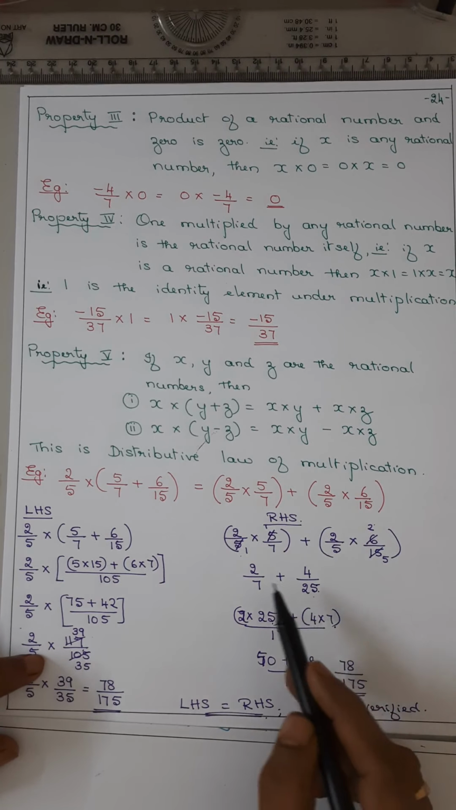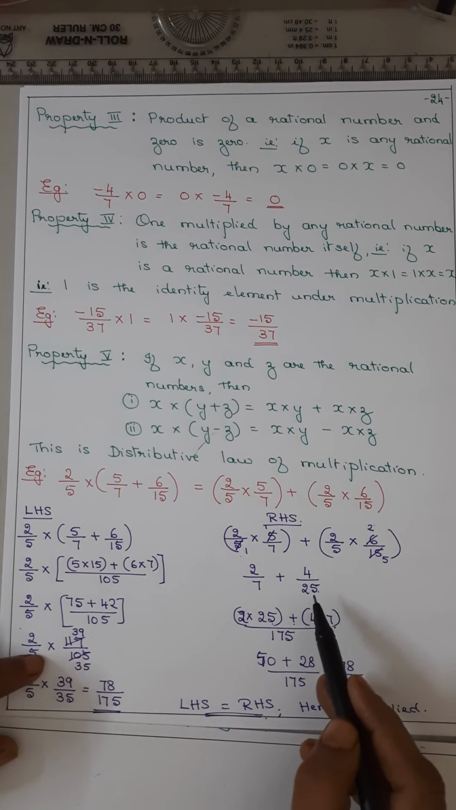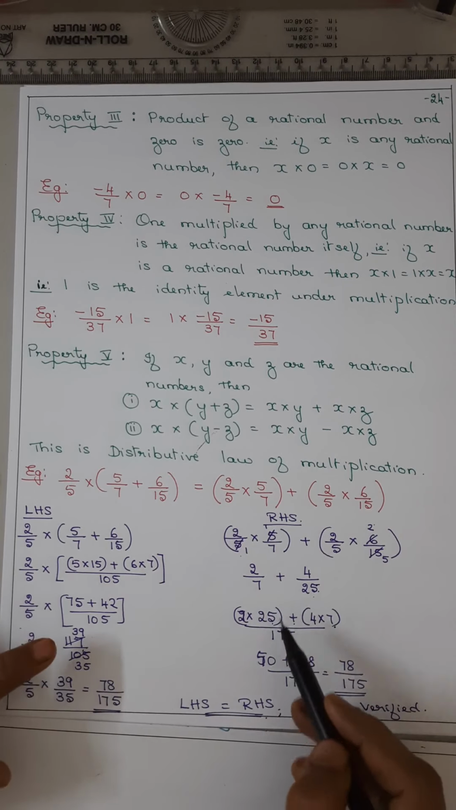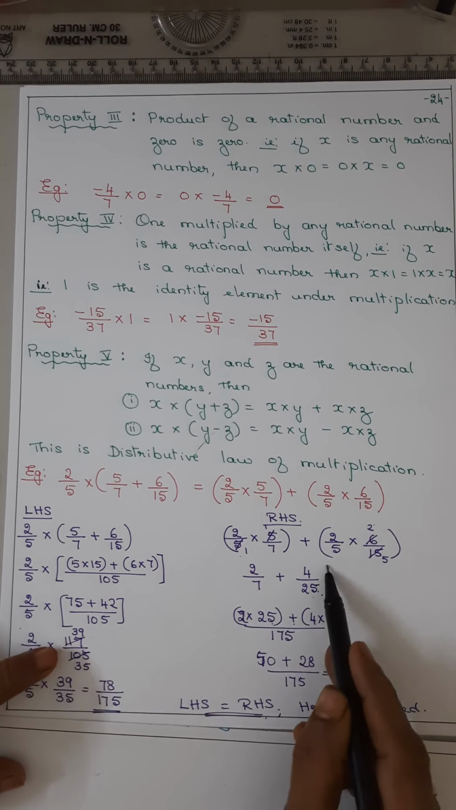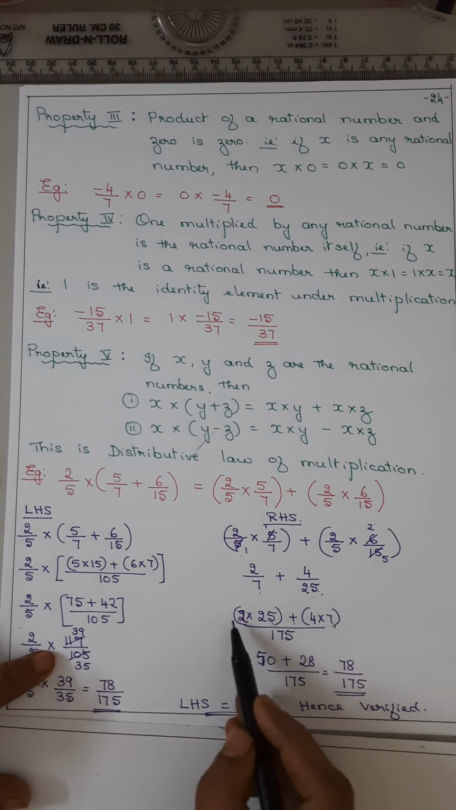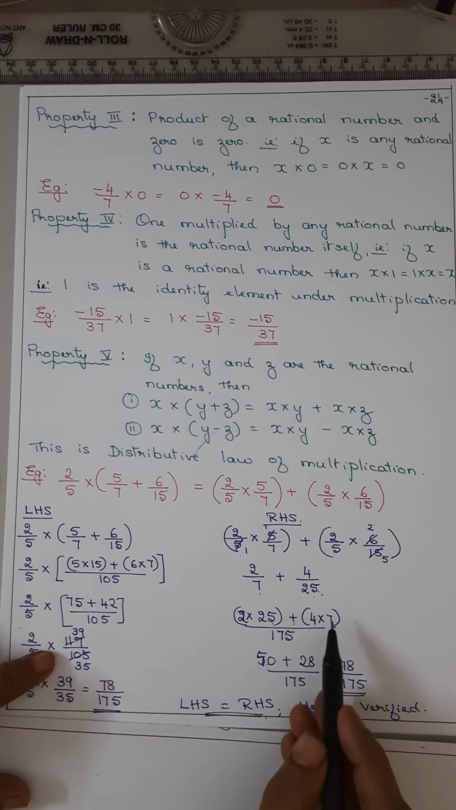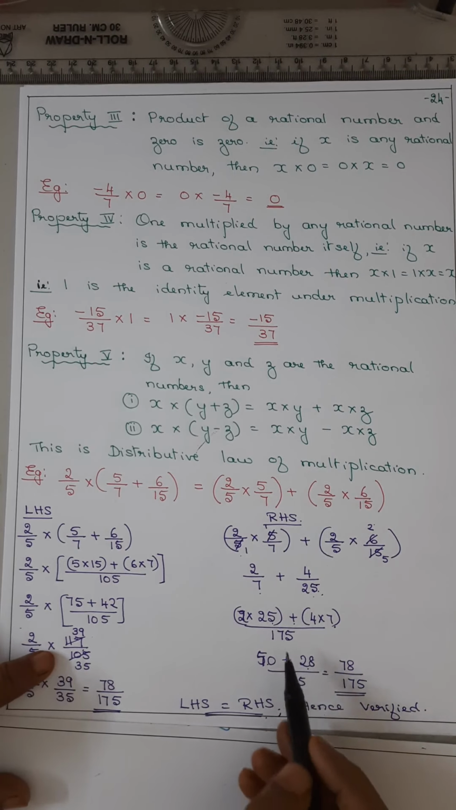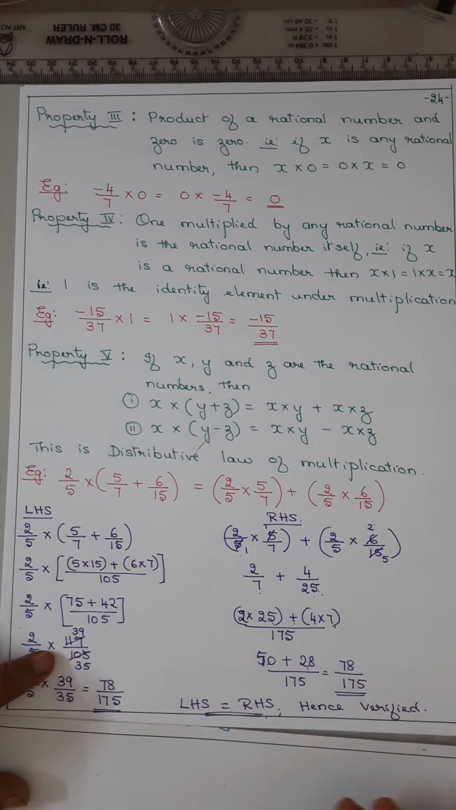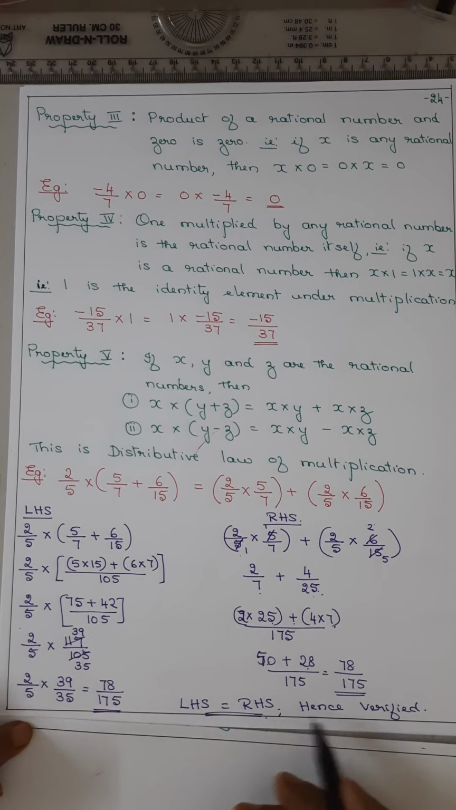Interchange. Okay, when you directly multiply these and get the LCM, you have to interchange the numbers. 2 into 25, 4 into 7. Abhi 25 2s are 50, 7 4s are 28, और denominator आएगा 175, 8 plus 0 8, 5 plus 2 7 upon 175. LHS is equal to RHS, hence verified.